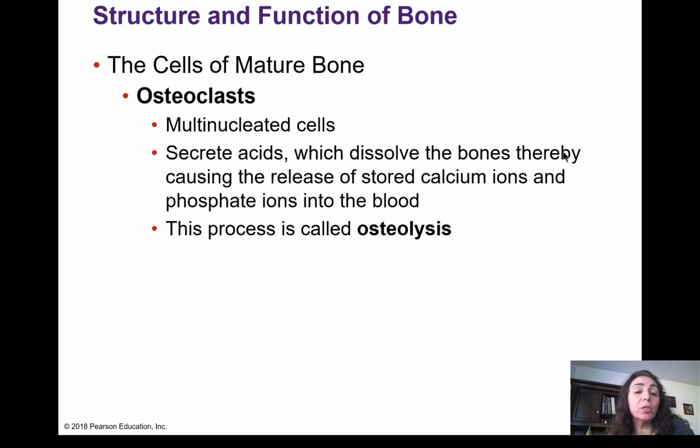And they secrete some acid which dissolves the bones, thereby causing the release of the stored calcium ions and phosphate ions into the blood. This process is called osteolysis, meaning lysis of the bone, right? So as you see, all the other three were taking part in osteogenesis. These osteoclasts are taking part in the osteolysis.